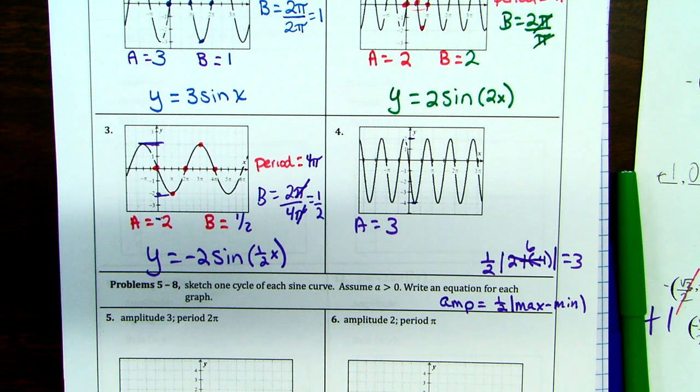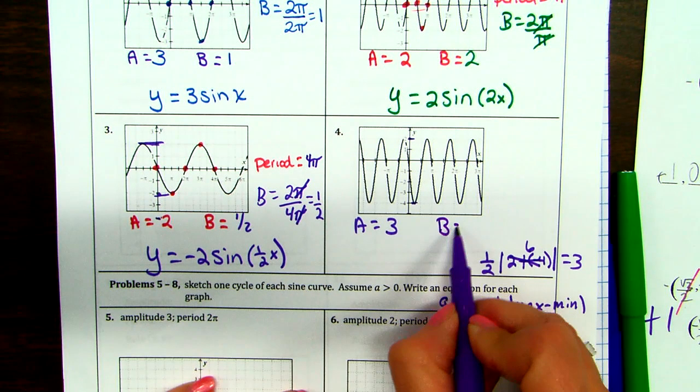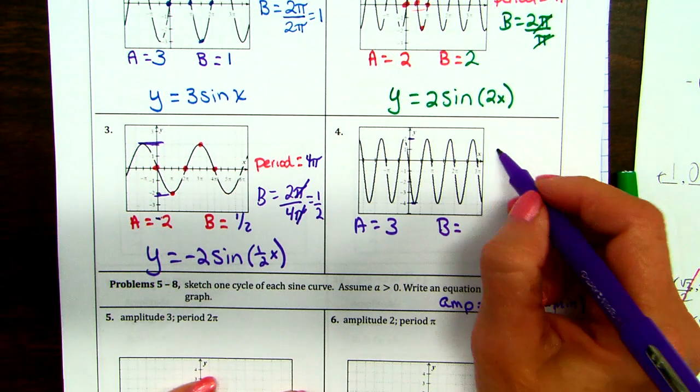You guys remember that? We did it back in 3.1. And it doesn't matter what order. You can subtract your max from your min or your min from your max. Just make it positive because it's distance, and divide it by 2. That's your amplitude. Okay? But stay with me for when we write the equation. B, we don't know until we find our period.